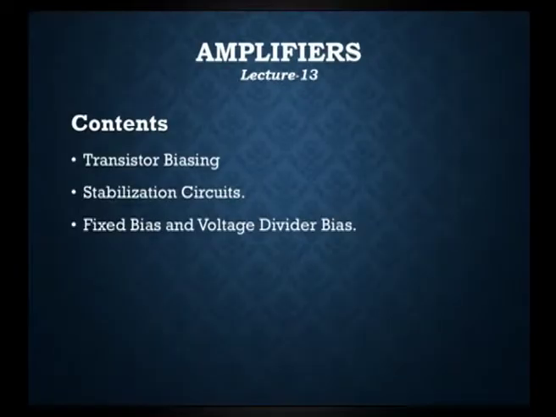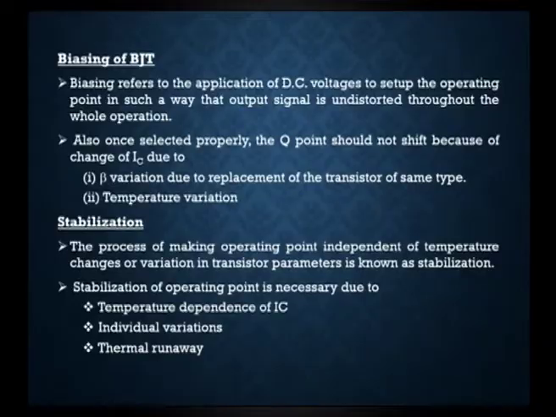In the previous session we discussed biasing. The term biasing means giving an external DC voltage to the transistor so that it operates in a linear region. So how are we going to bias a transistor, and what are the different methods that we are going to use for a transistor to behave as an amplifier, that is, to work in the active region, so that we can say the transistor is working as an amplifier? The very first thing that we need to know about is biasing of a BJT.